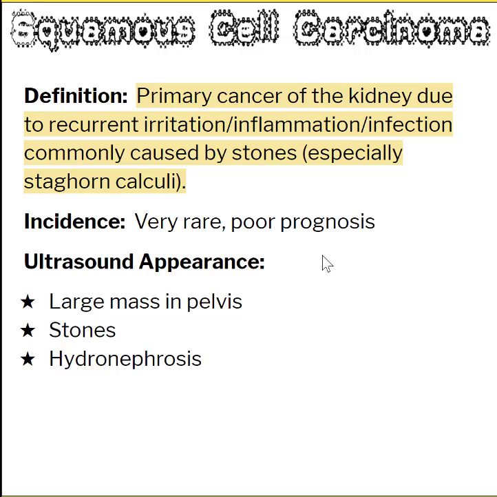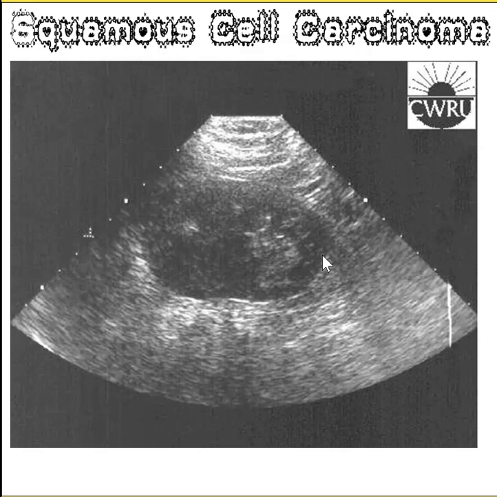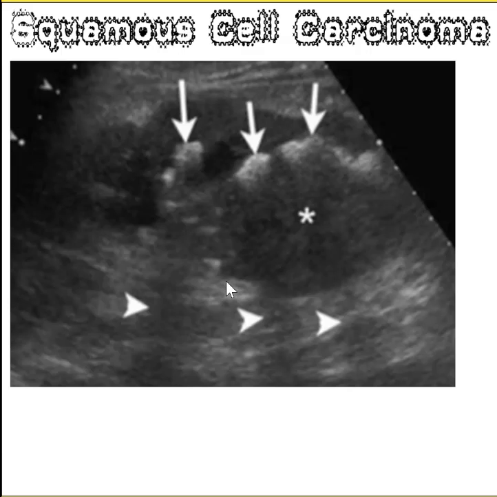What we will typically see then on ultrasound is a large mass within the pelvis. We might see those stones, and if there's obstruction, we'll see fluid or hydronephrosis within the pelvis. So here's an example of squamous cell carcinoma, renal cortex all the way around. A little bit of the sinus can be seen here. We have this large hypoechoic mass within the pelvis of the kidney. Here's another example of squamous cell carcinoma. Again, we have the renal cortex along the outside here. The arrows are pointing at stones within the kidney, so those are the bright echogenic areas. And then the star here is on the squamous cell tumor.